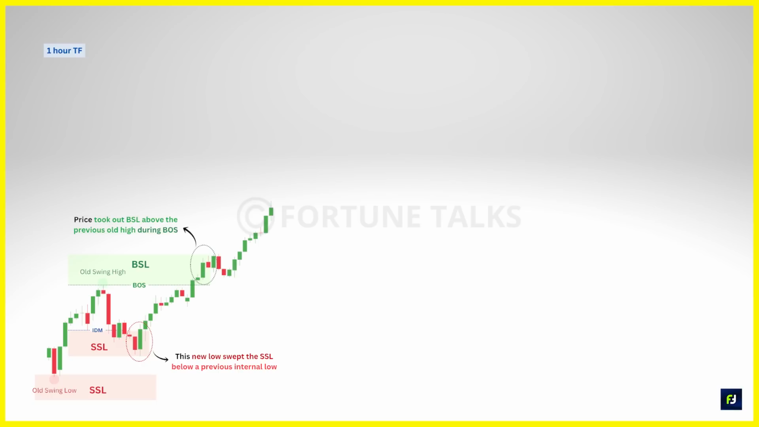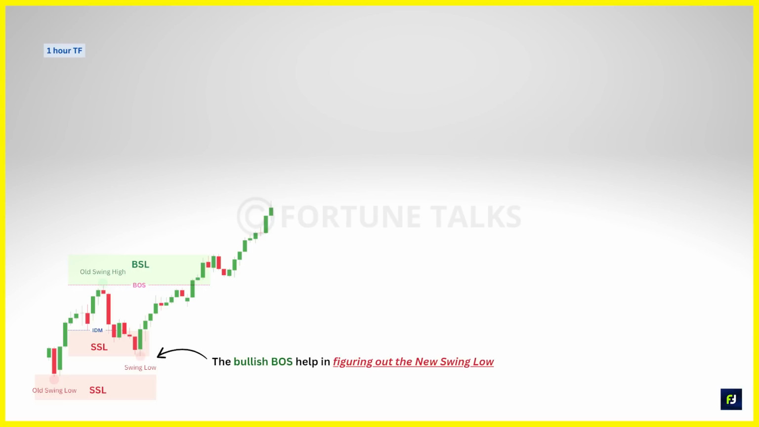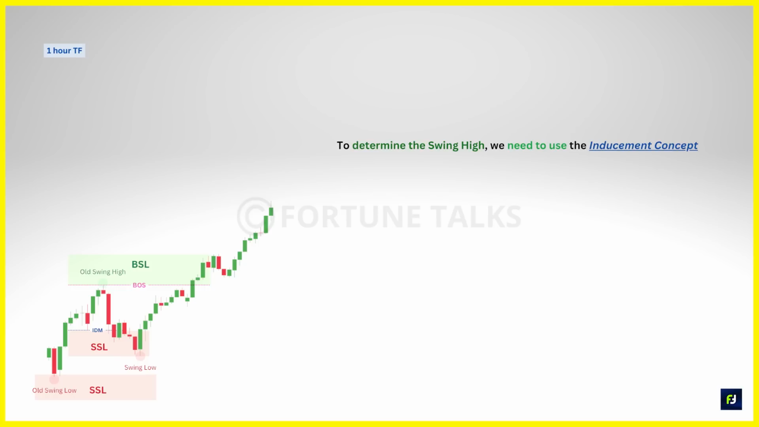In a bullish market trend, we normally get a liquidity sweep above the previous swing high in the form of a bullish break of structure. Now, a break of structure in itself doesn't tell us where the swing high is. It does help out in figuring out where the swing low is. But to determine a swing high point, we need to make use of the concept of inducements. In fact, inducement is a concept that has multiple benefits when it comes to the identification of a dealing range.